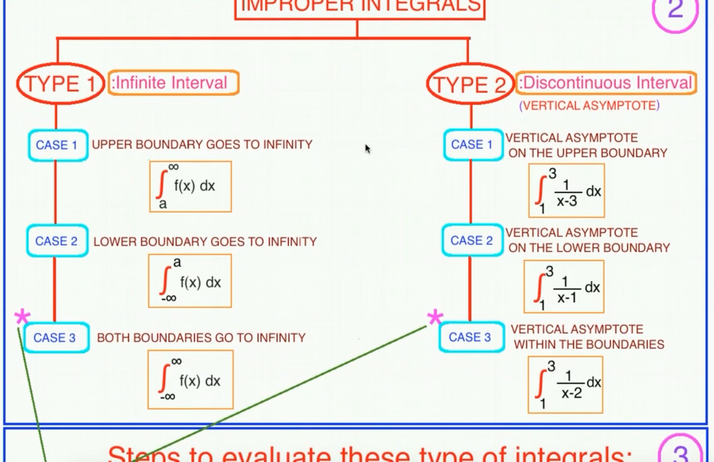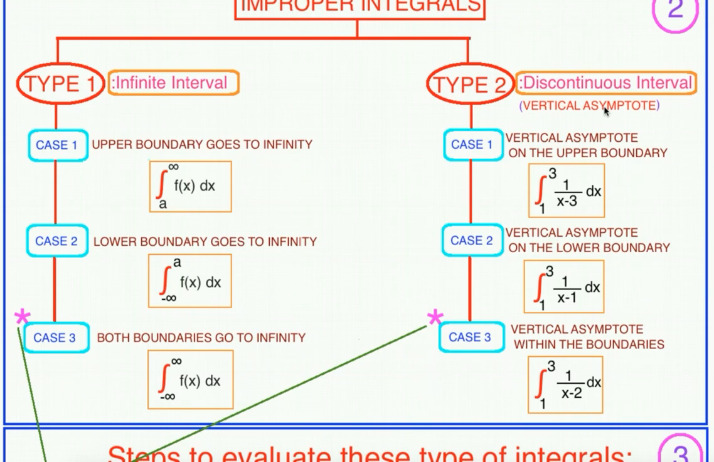So what cases do we have? In infinite interval, we have three cases. Either the upper boundary is going to infinity. In case 2, the lower boundary is going to negative infinity. Or in case 3, either boundaries go to infinity. In type 2, we have discontinuous interval.